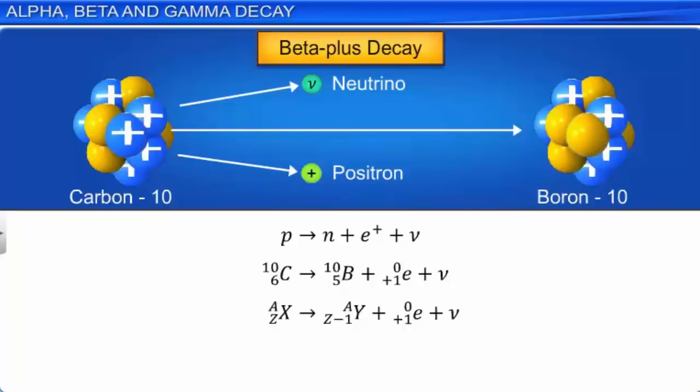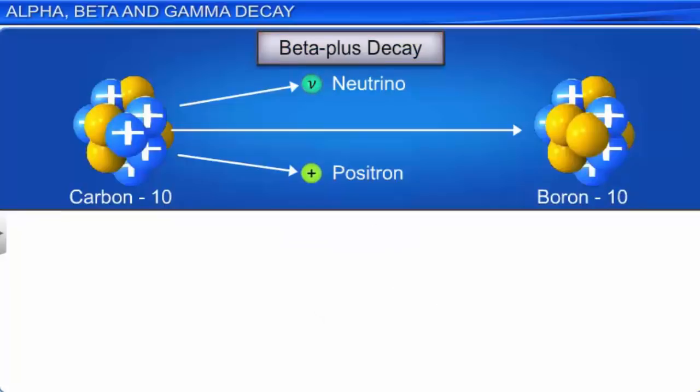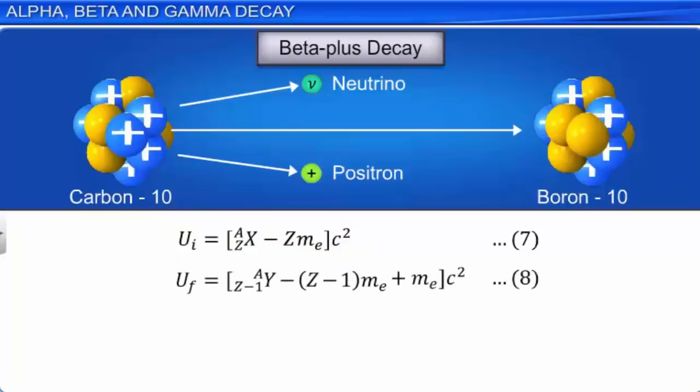Let us now calculate the Q value for beta plus decay. The rest mass energy of the initial constituents is equal to Ui given by equation 7. The rest mass energy of the final products is equal to Uf given by equation 8. Then, the Q value of the reaction will be Ui minus Uf as given by equation 9.